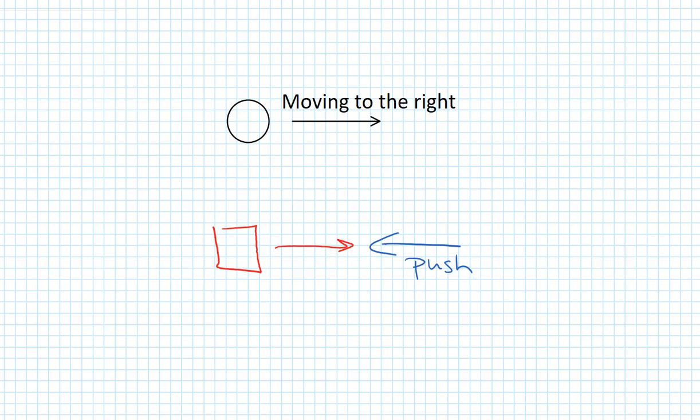What would we do if we wanted it to move faster? We would push in the same direction that it's moving to get it to go faster and faster and faster in that direction. So if an object is moving to the right and we want it to go faster, we would have to push in the same direction it's moving. And if we want it to go slower, we would have to push opposite the direction it's moving.